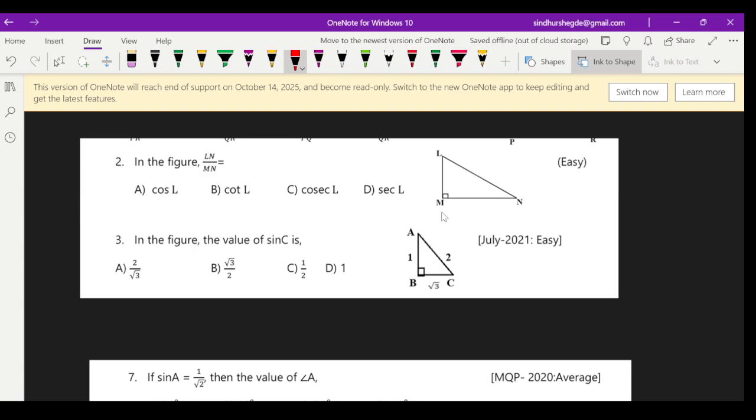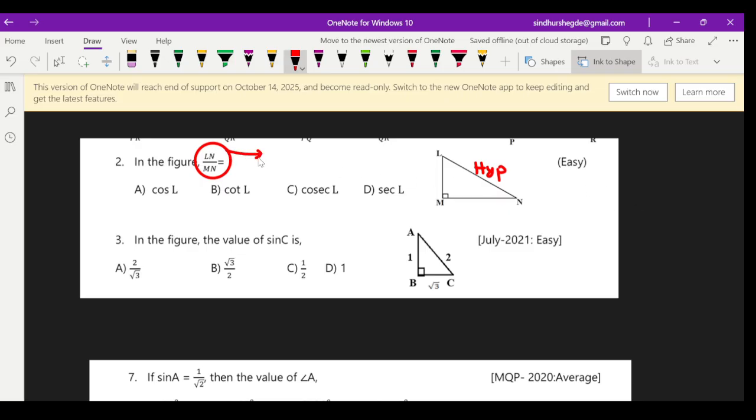So now we are going to study about 1 mark LBA questions. Okay. So first we have to find the value of LN by MN. All these are multiple choice questions and each question carries 1 mark. So first of all, identify the hypotenuse, opposite and base, that we already know very well. Which one is perpendicular and which one is adjacent, and all those things.